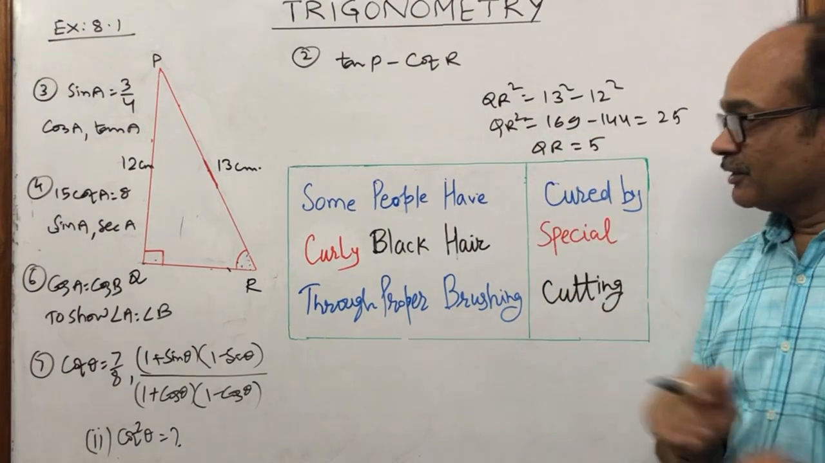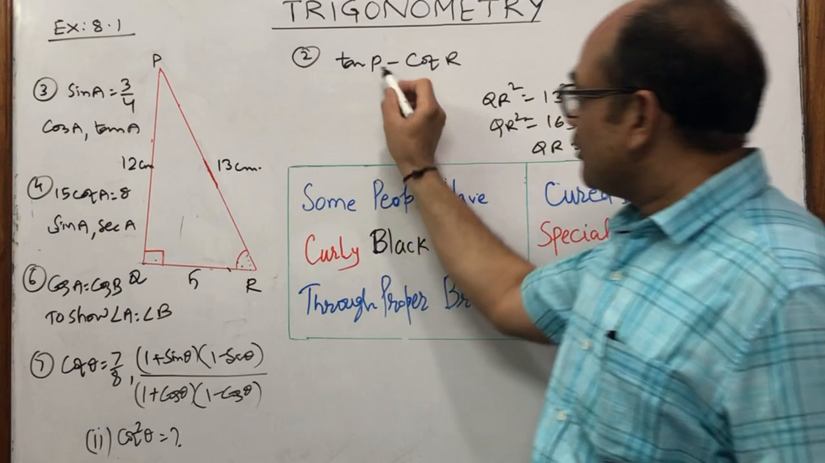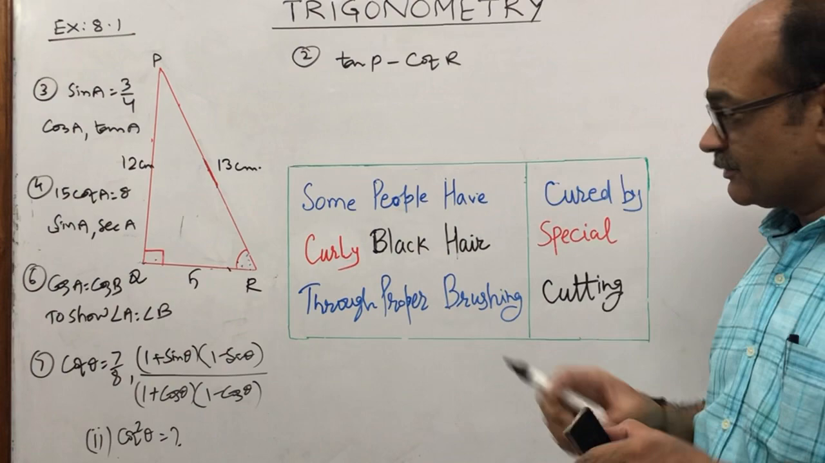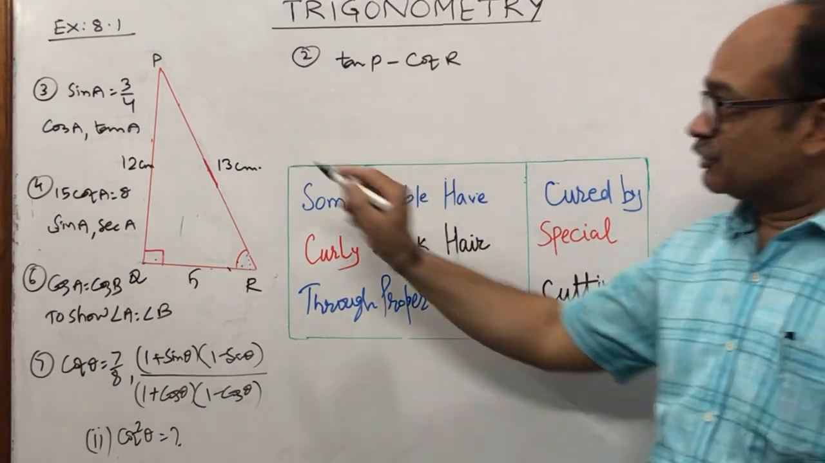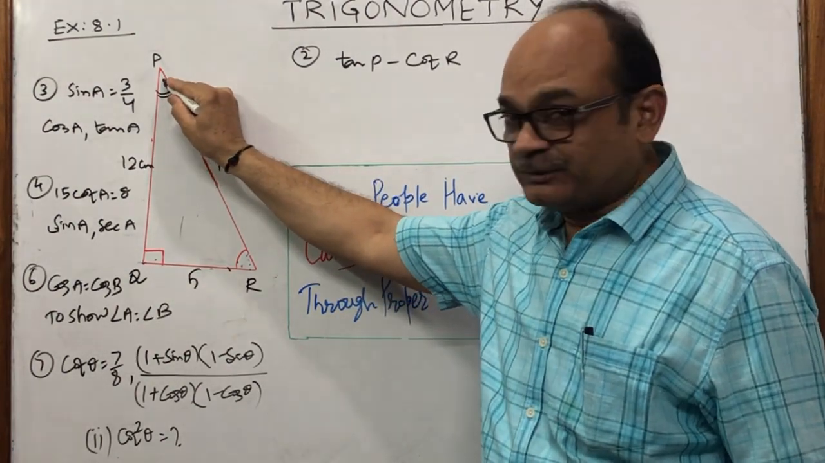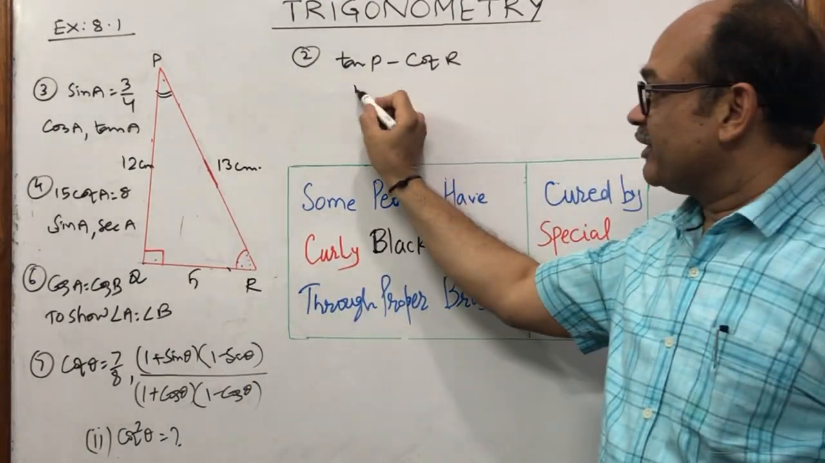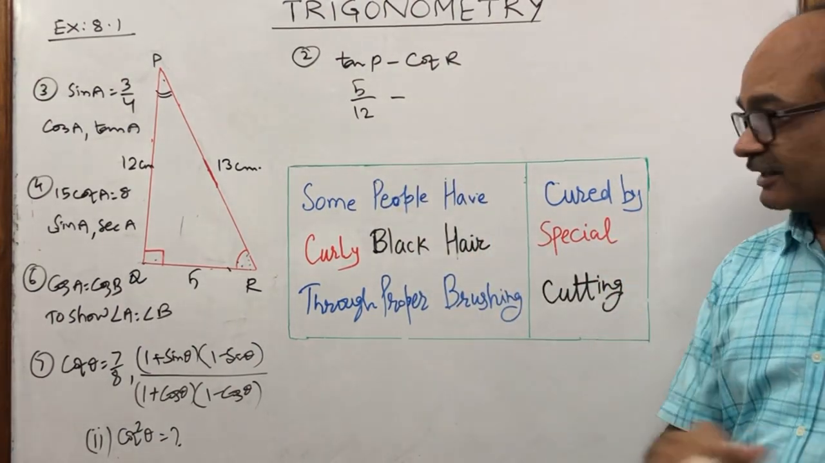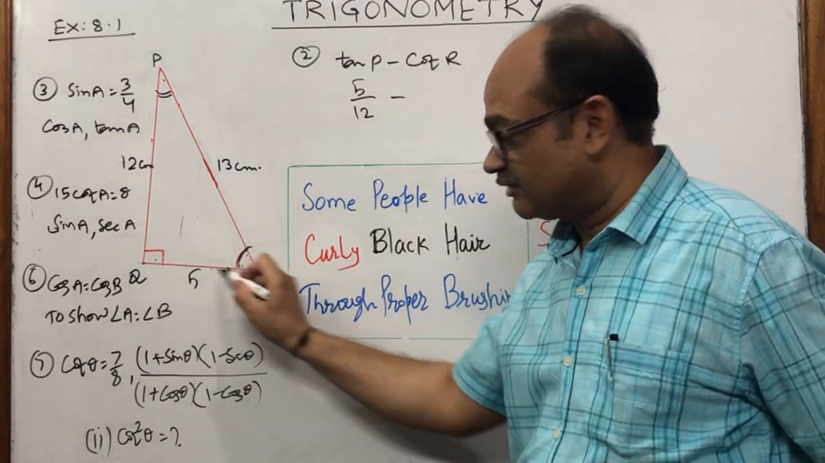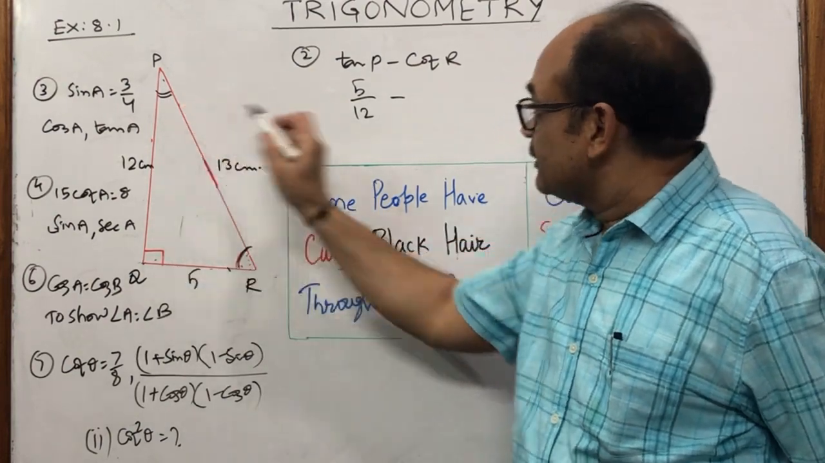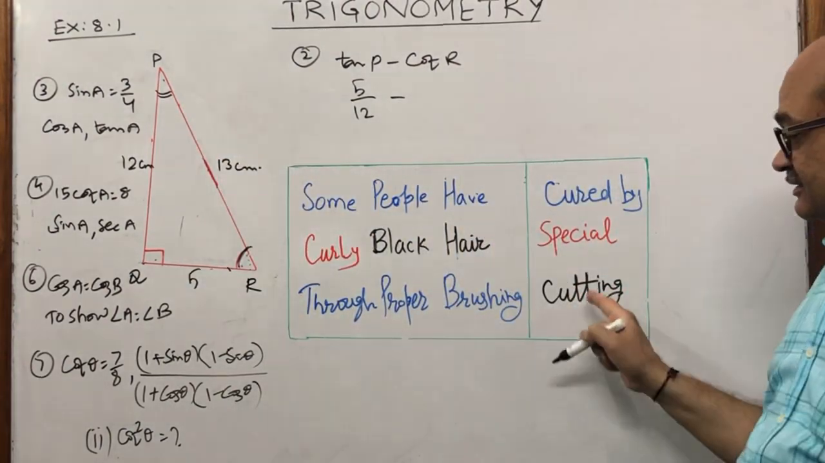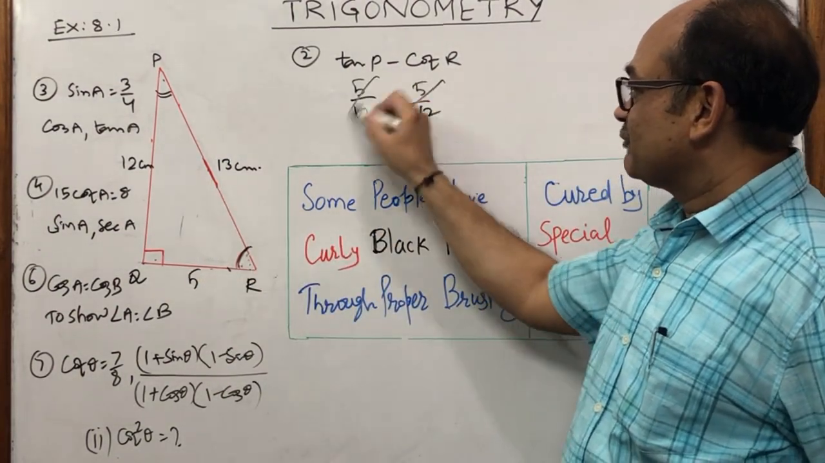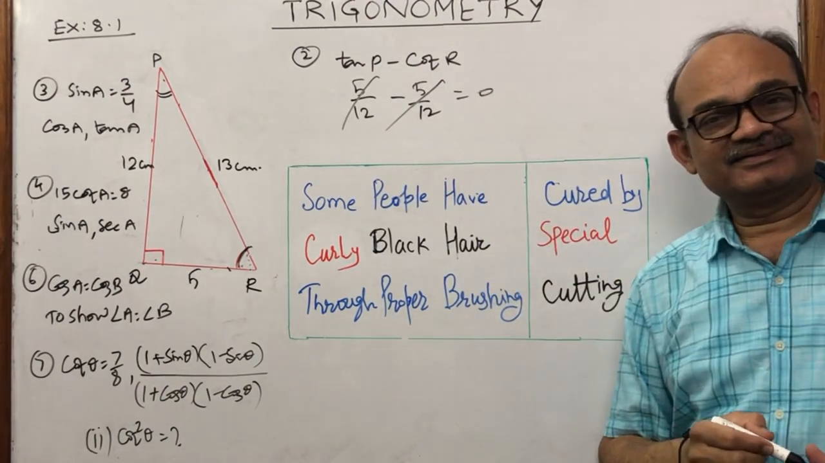Very simple. When QR is 5, we want to calculate tan P, and you know tan means p by b. So tan P, P is the angle, so opposite to the angle is the perpendicular, that is 5, divided by base 12. Now this time cot R. Cot R means base is this one and perpendicular is this one. Cot R means b by p. So 5 by 12, and 5 by 12 cancel out and the answer is 0.